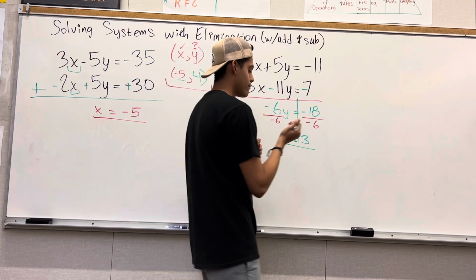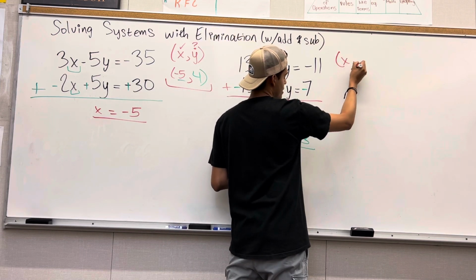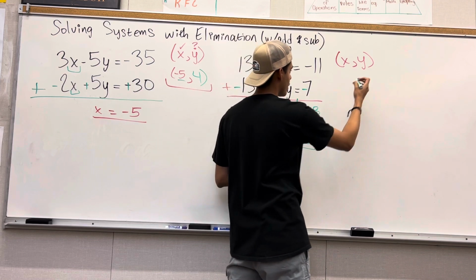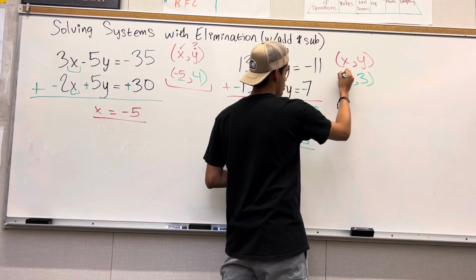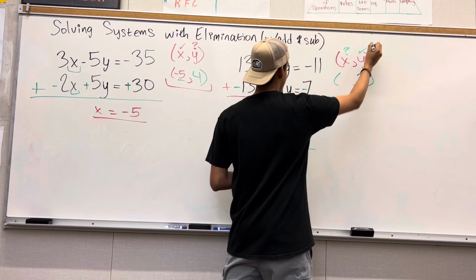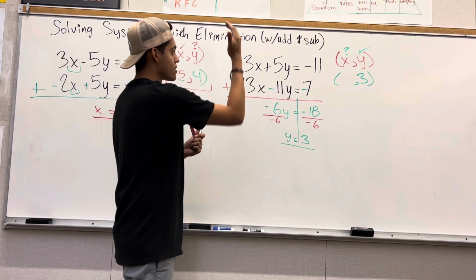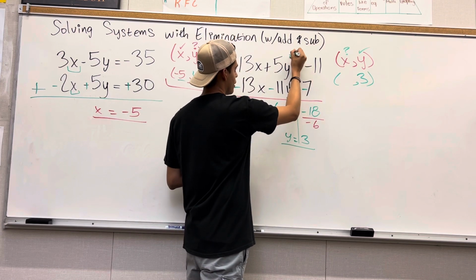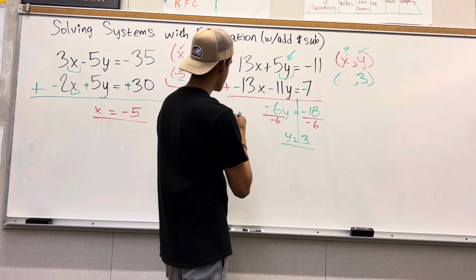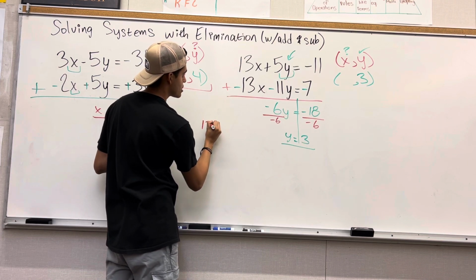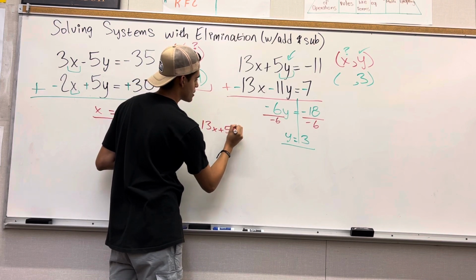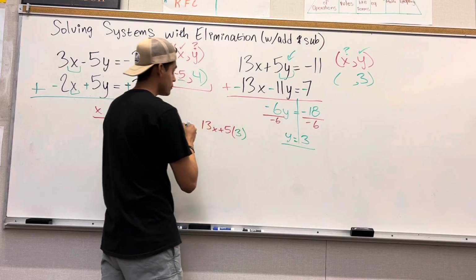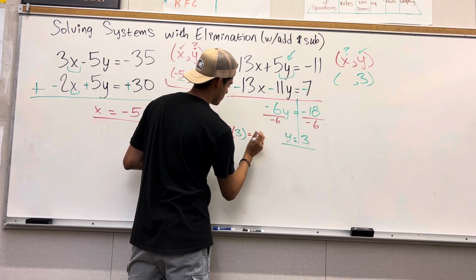And remember, we are trying to find the coordinate point where these two lines intersect. We have our y. We're still trying to find our x. In order to find our x, we can plug it into the first one or the second one. I'm going to just plug the 3 in here, in this y. So let us do that right now. 13x plus 5 times positive 3 equals negative 11.